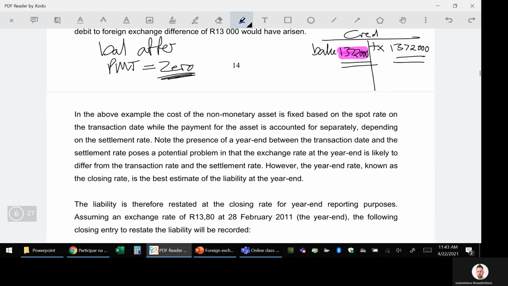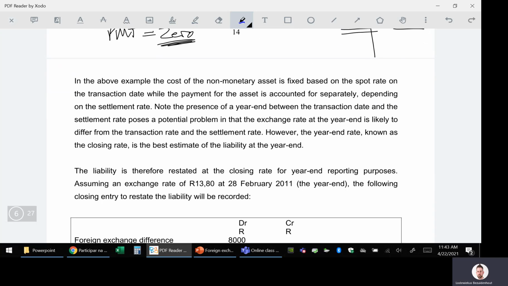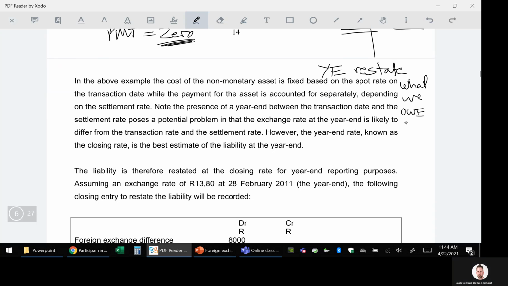So if there is a possible year end in between, then what do we have to do? On year end, we have to restate what we owe at the spot rate on year end.